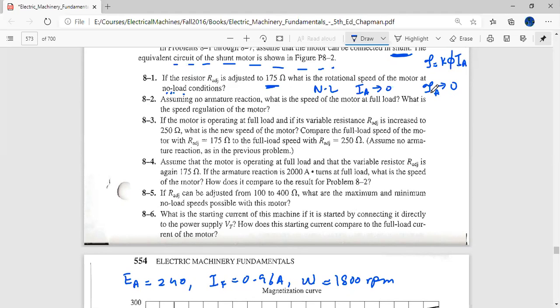So if IA goes to 0, then the torque induced also goes to 0. Let's call this torque induced. So now my operating point will be that IA goes to 0. And if IA goes to 0, what happens to EA? EA will go to 240 volts. EA will go to VT.